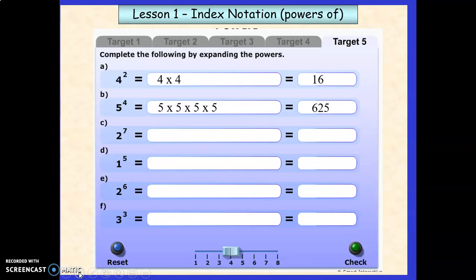Now again, can you pause the video, make sure you copy these 2 examples down and finish the other 4 examples for me? That would be great. Thank you.